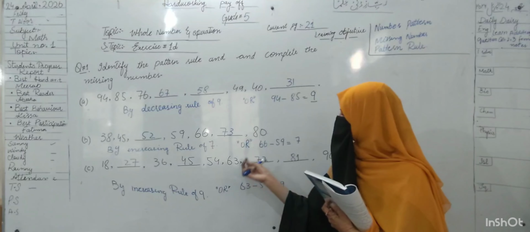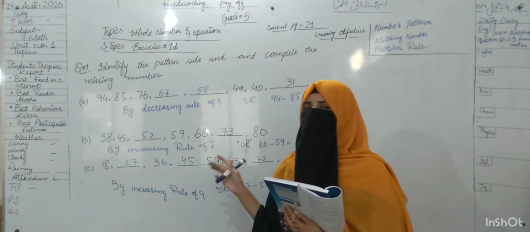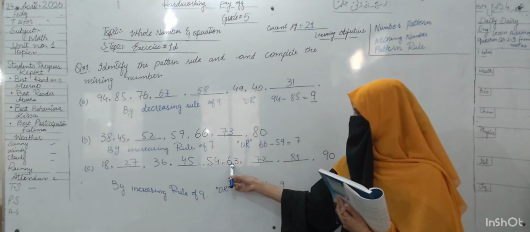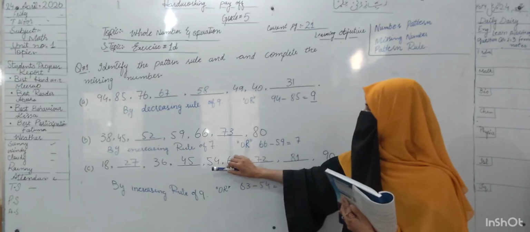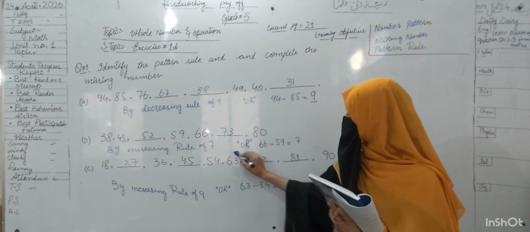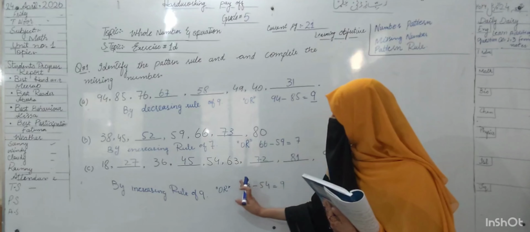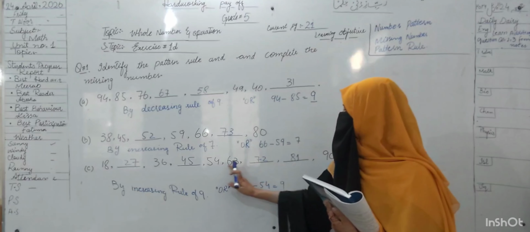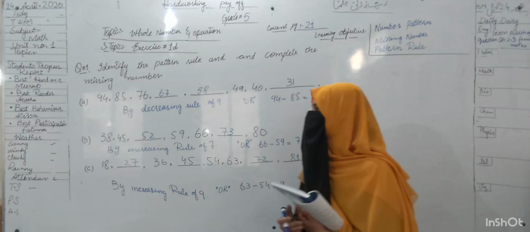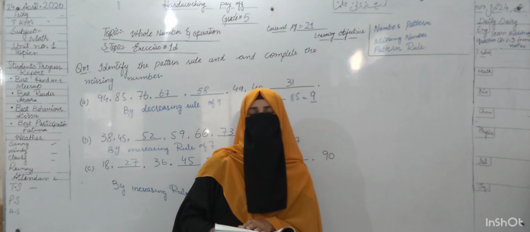Take two numbers that come beside each other, 54 and 63. So take 63 minus 54 to find out the pattern. The bigger value first and the smaller value after. 63 minus 54, the pattern rule is 9. It means that when you add this 9 to each number, the next term comes.